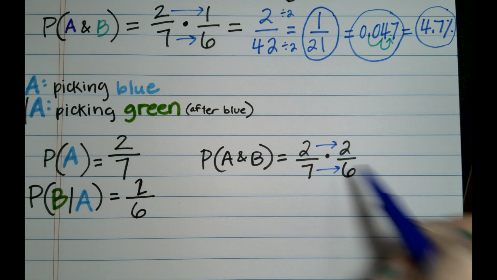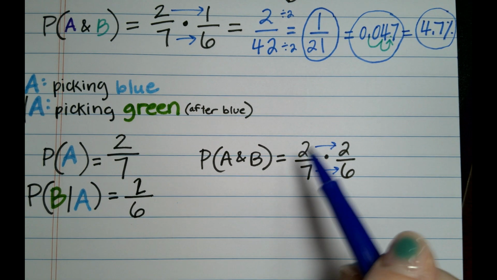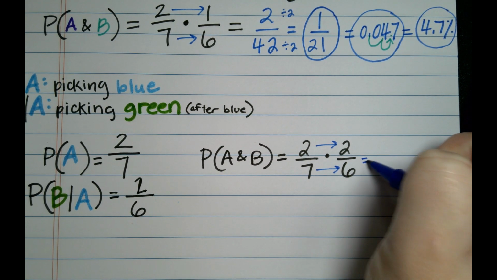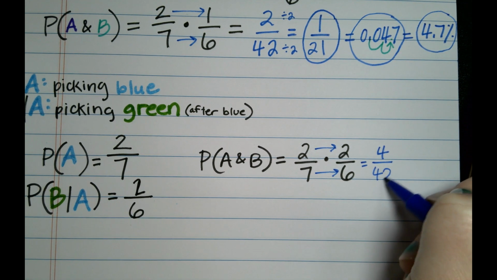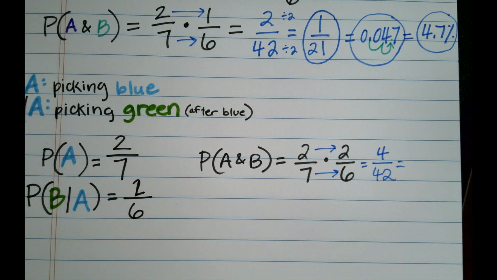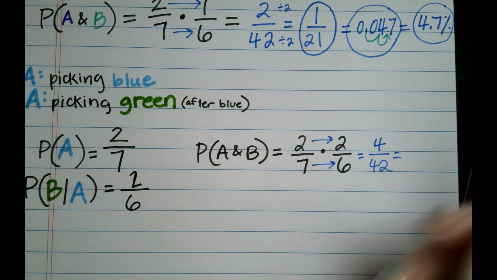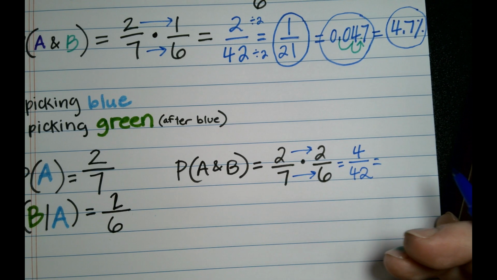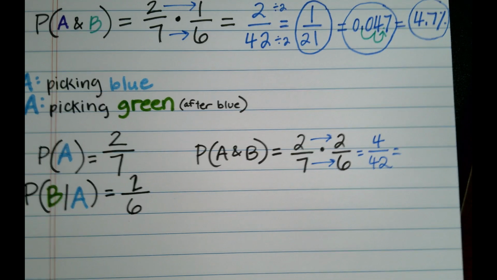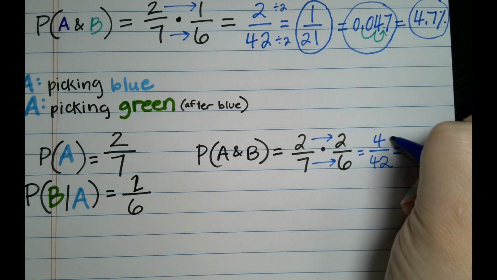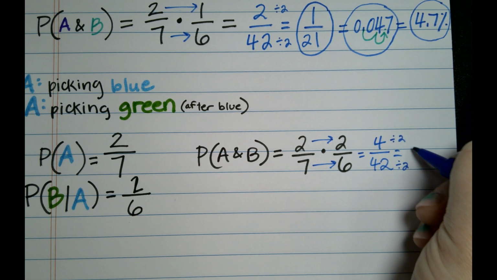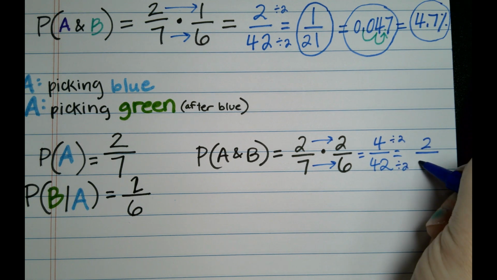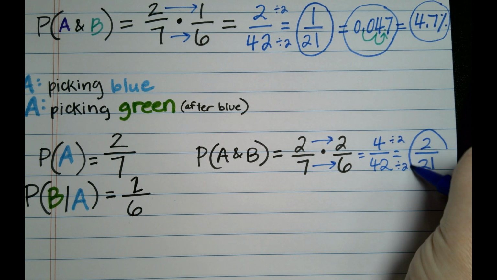So multiplying straight across, 2 times 2 is 4. 7 times 6 is 42. We could simplify. What would this simplify to? 2 over 21. So I'm just dividing them both by 2. We get 2 over 21.